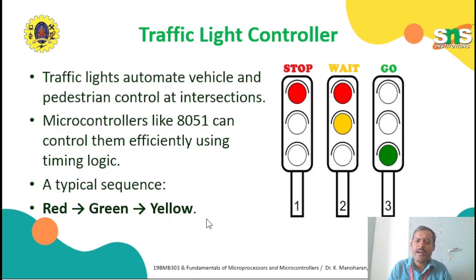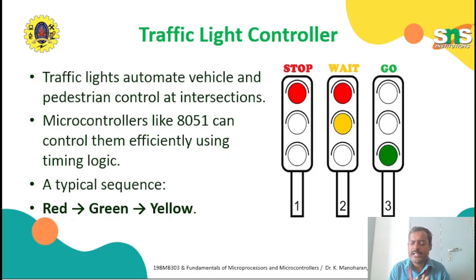Typically we have three lights. One will be red, another yellow, and another green. Red indicates we need to stop the vehicle, green indicates we can move the vehicle, that is the go signal, and yellow is for the wait signal. So red is stop and yellow is wait. When we have a green, we cannot change instantly from green to red, as there may be a possibility of collision. To avoid that, we need to give a warning signal that we are going to close the green. For that we use the yellow.